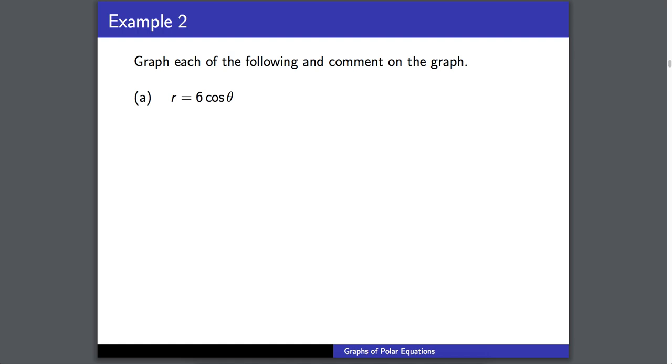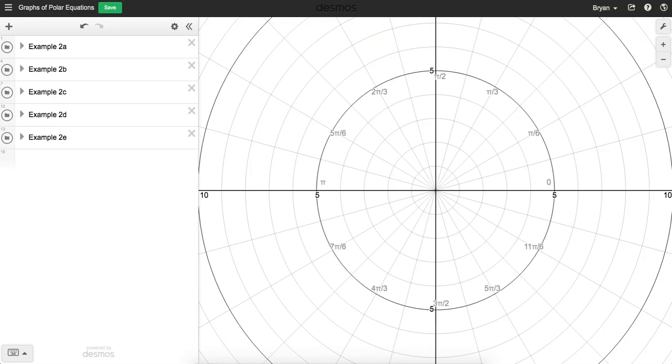All right, in this video, we're going to take a look at graphing some polar equations, and we're going to comment on the graphs as well. So example 2a, we've actually seen this before in our polar coordinates video, but we have r equals 6 times cosine of theta. Now, what I'm going to do is trace this out for values of theta between 0 and 2 pi in multiples of pi over 8 radians.